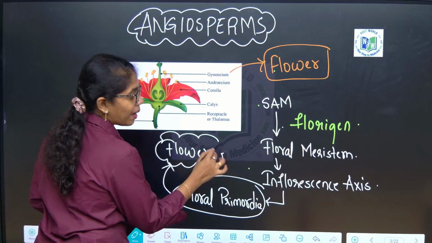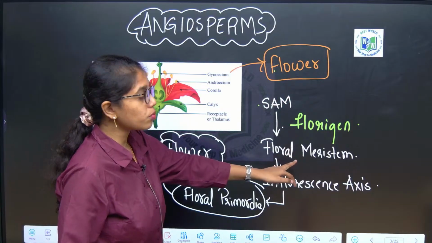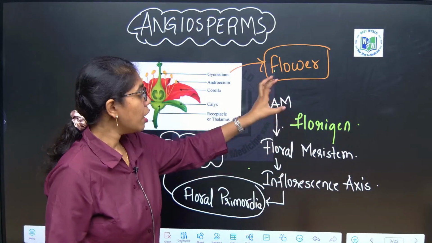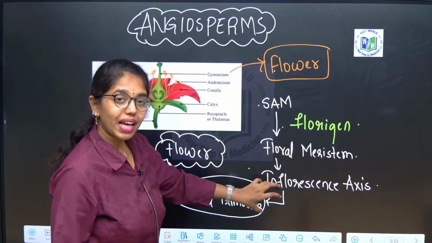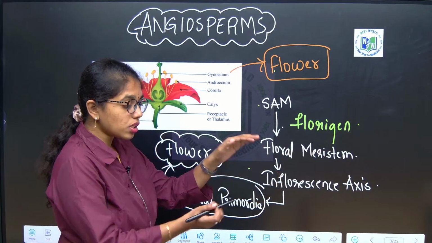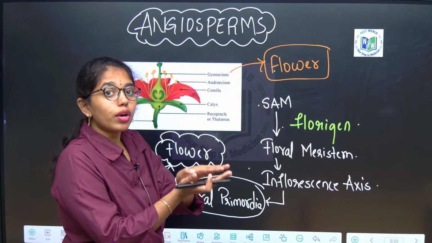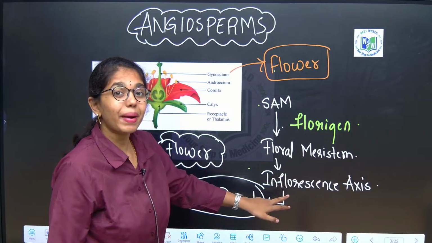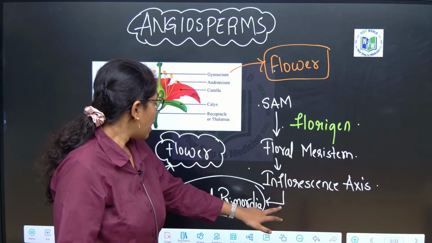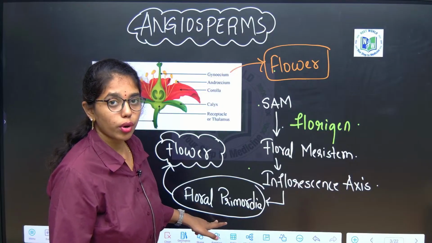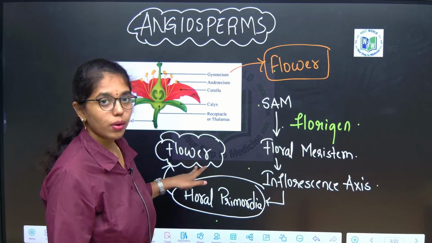So, first, the shoot apical meristem changes to floral meristem by the hormone florigen. The floral meristem develops into an inflorescence axis by reducing the internodal length, and this turns to a pedicel, the stalk of the flower, and then this gives rise to a floral primordia that matures to a flower.